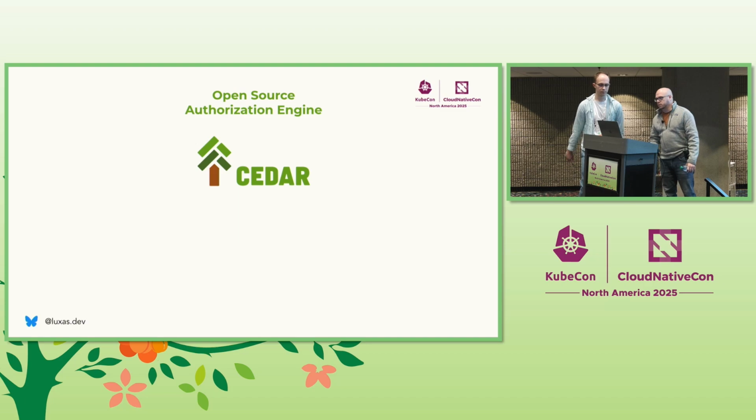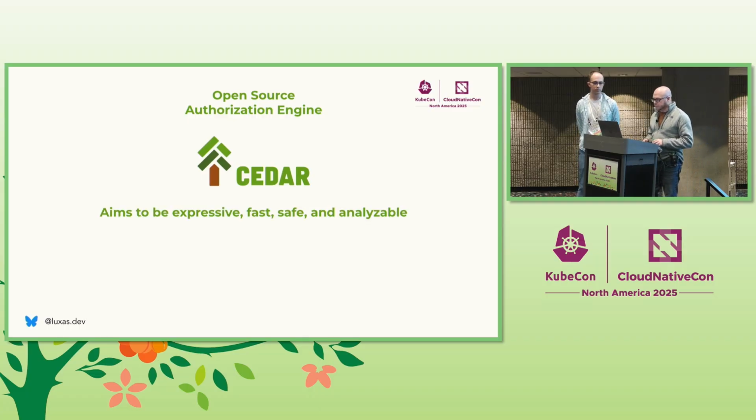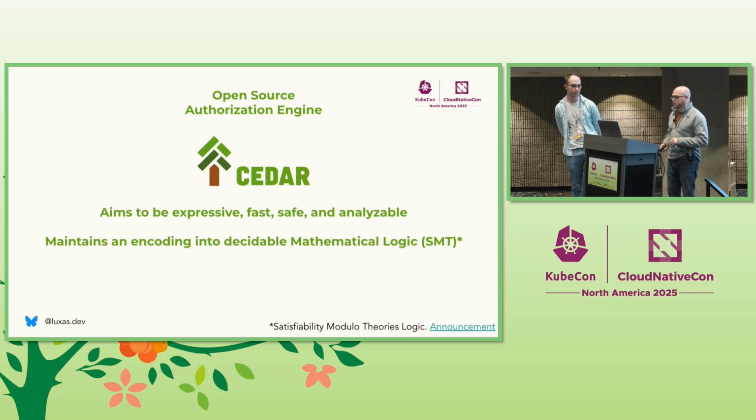This is where I want to talk a little bit about another project that's newly in CNCF. Cedar is an authorization language. It's open source, and it's also an authorization engine. It was originally created by AWS, but it has a few different goals. It aims to be expressive, so we talked about expressivity, like being able to have a lot of conditions and reference a lot of things, fast, safe, and analyzable.